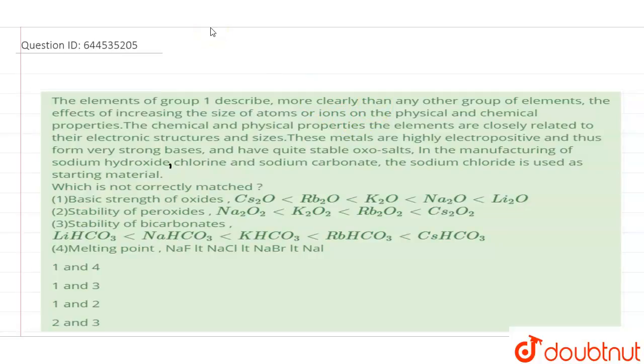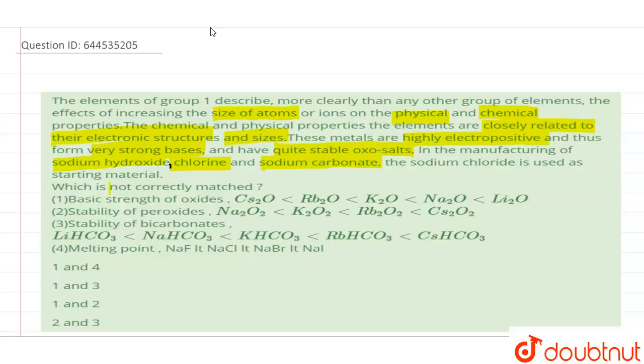The elements of group 1 describe more clearly than any other group of elements the effect of increasing the size of atoms or ions on physical and chemical properties. The chemical and physical properties of elements are closely related to their electronic configuration, electronic structures, and sizes. These metals are highly electropositive and thus form very strong bases and have quite stable oxo-salts. In the manufacturing of sodium hydroxide, chlorine, and sodium carbonate, sodium chloride is used as starting material.